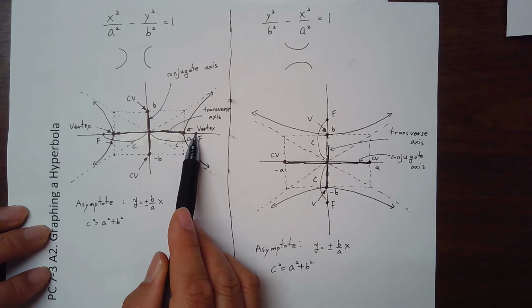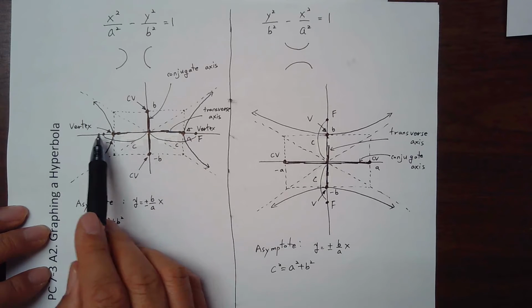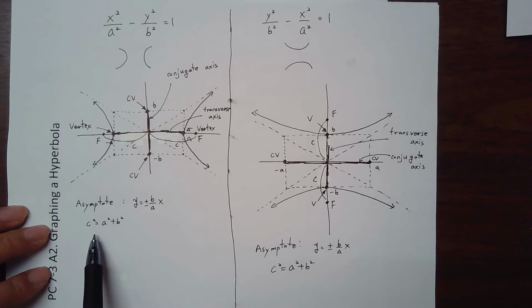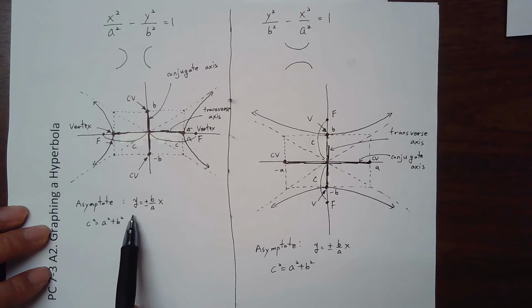The foci will be located somewhere over here horizontally, and the distance from the center to the foci will be c. The way you calculate c is following this formula.